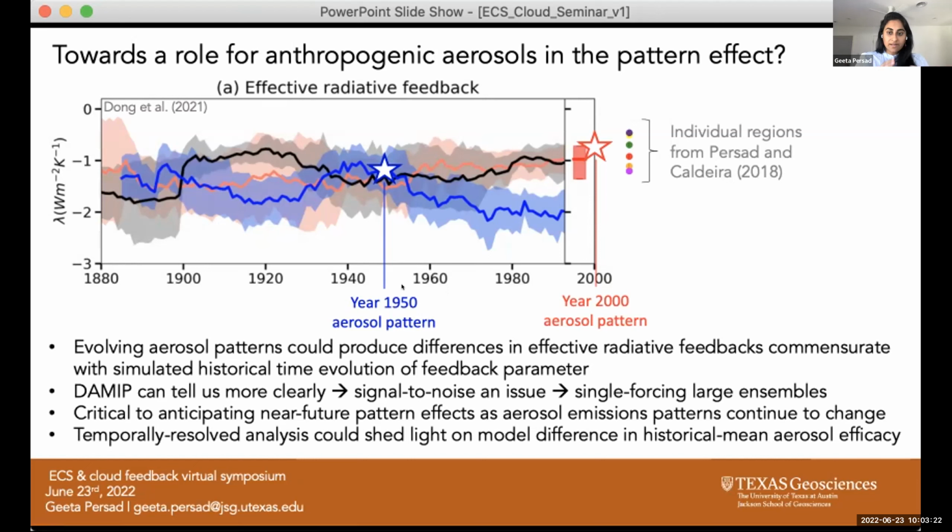Okay, so I hope this has given us some food for thought on how we can gain a deeper understanding of what has been happening historically with radiative feedbacks and ECS, and also what may happen in the near future by unpacking this effect of the evolving spatial pattern of aerosol emissions, which I think we haven't really been thinking about that deeply when we try to consider the overall variation or even the role of aerosols in the historical feedbacks in ECS.